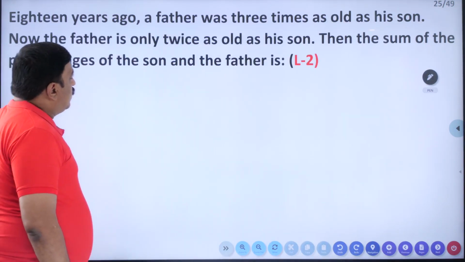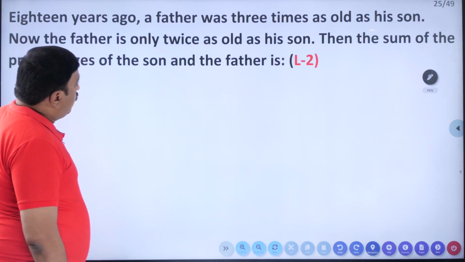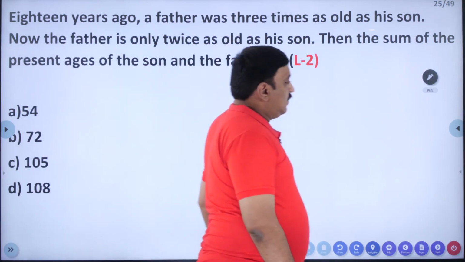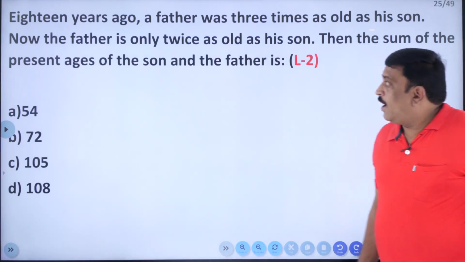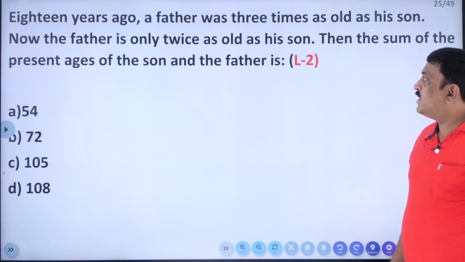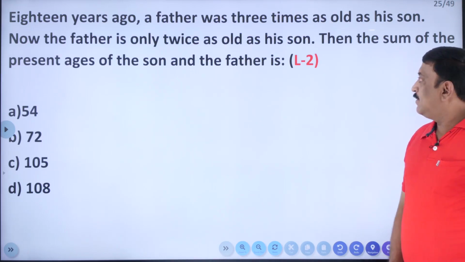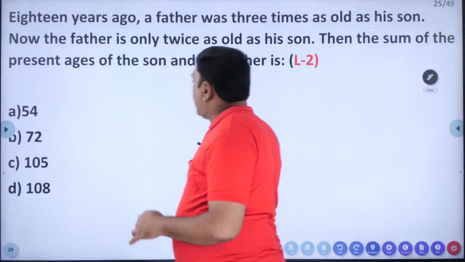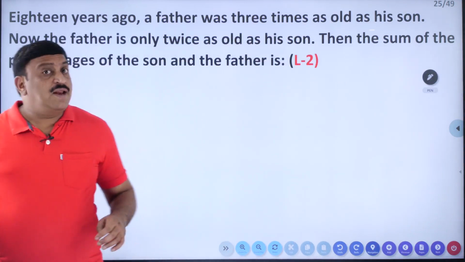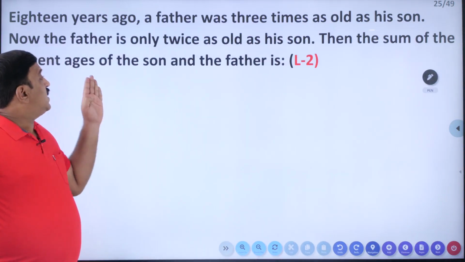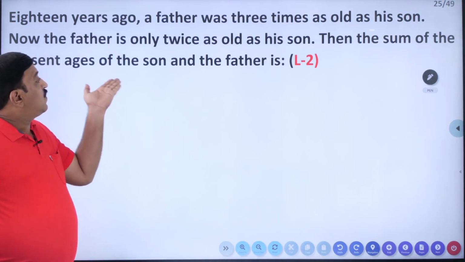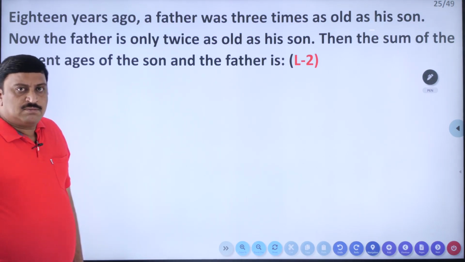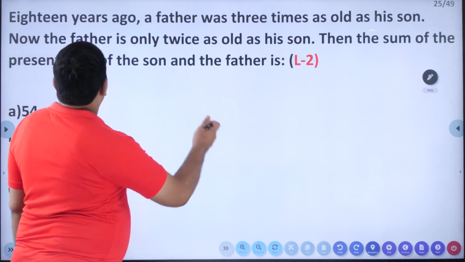18 years ago, a father was 3 times as old as his son. Now the father is only twice as old as his son. Then the sum of the present ages of son and the father is? Then what are they asking? Not exactly their ages, but the sum of the present ages of son and father. So let us start.